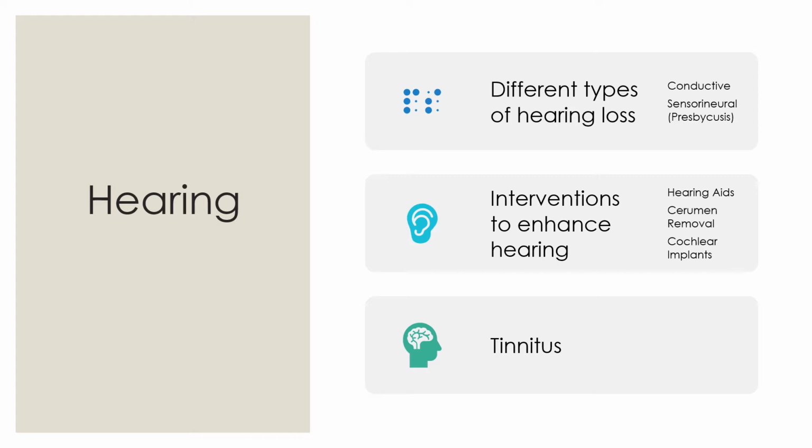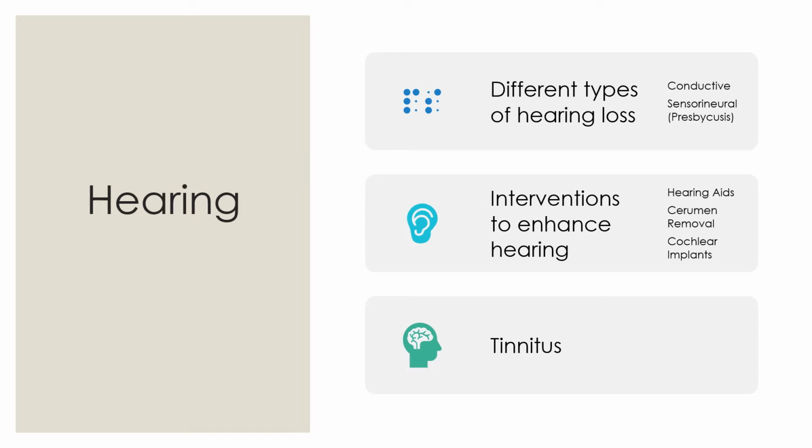Hearing loss is the third most prevalent chronic condition of older adults. It affects both communication and interaction, decreasing the quality of life. There are various types of hearing loss. The two major forms of hearing loss are conductive and sensorineural. Presbycusis is a progressive type of sensorineural hearing loss that is related to aging.